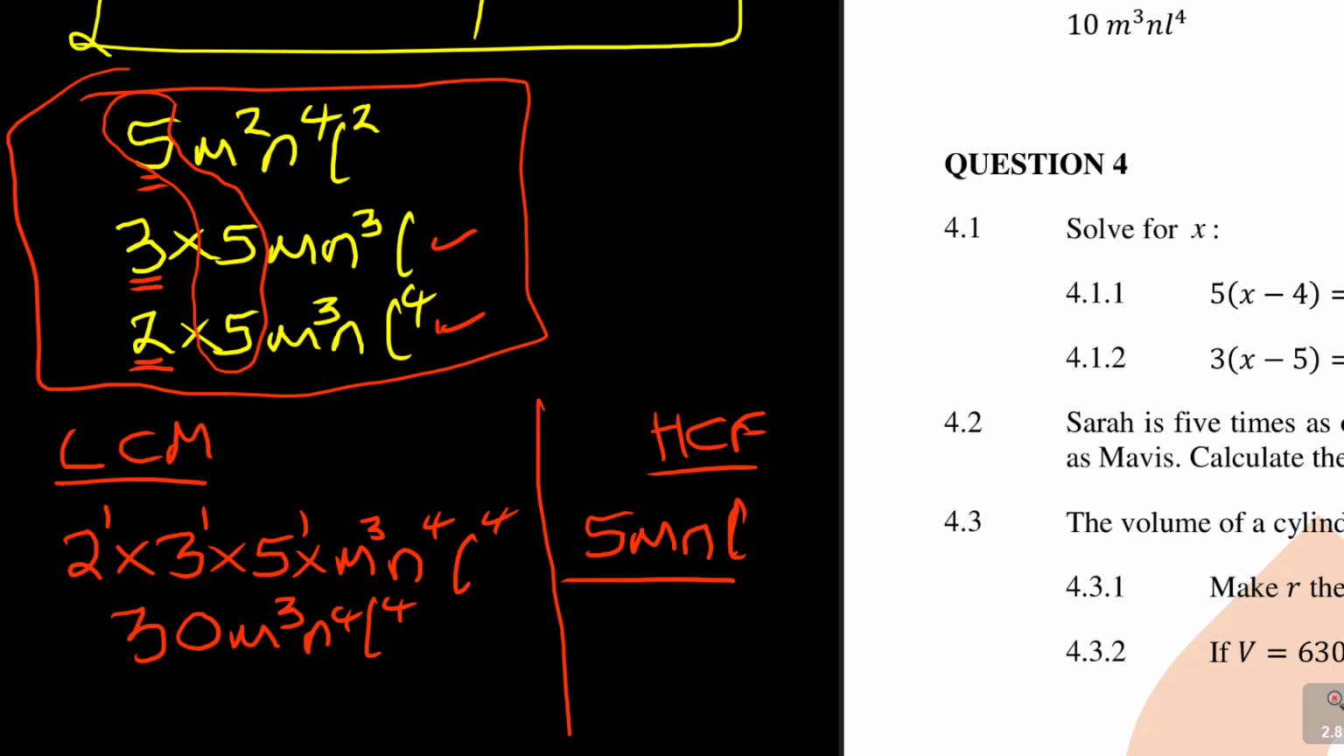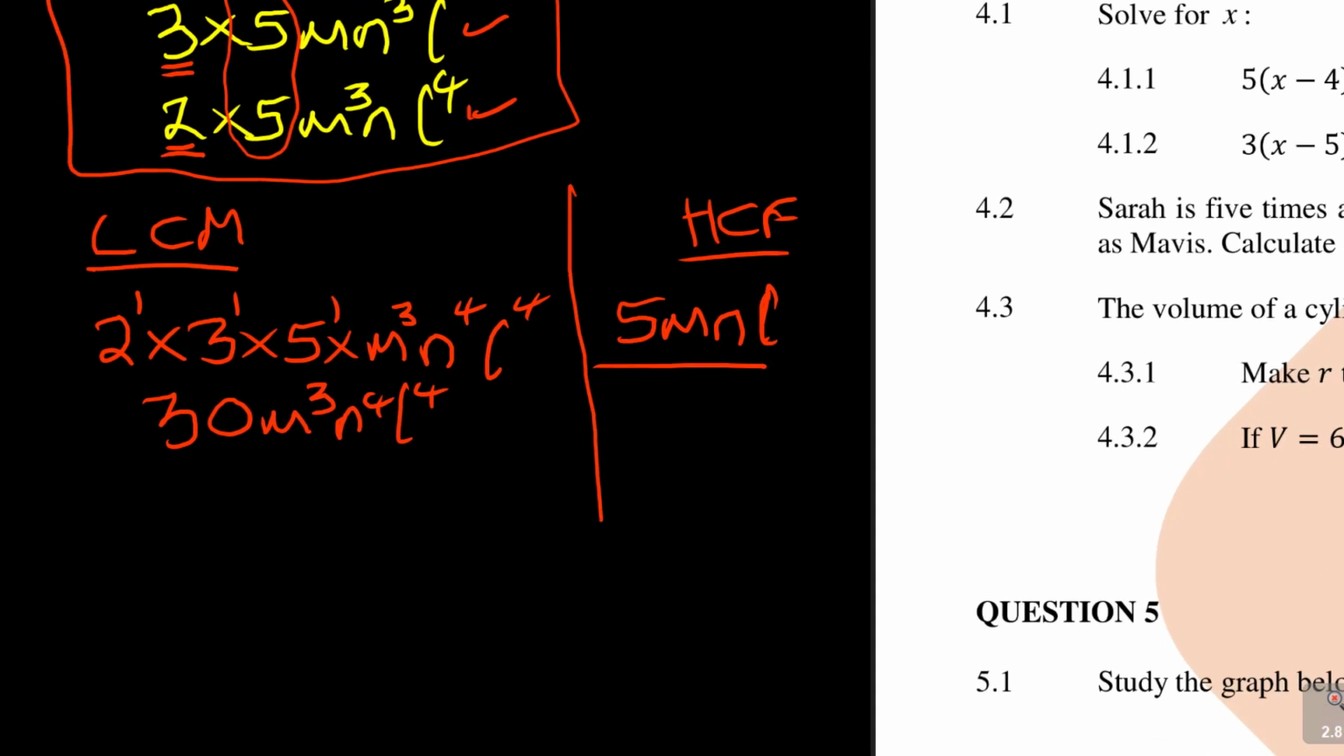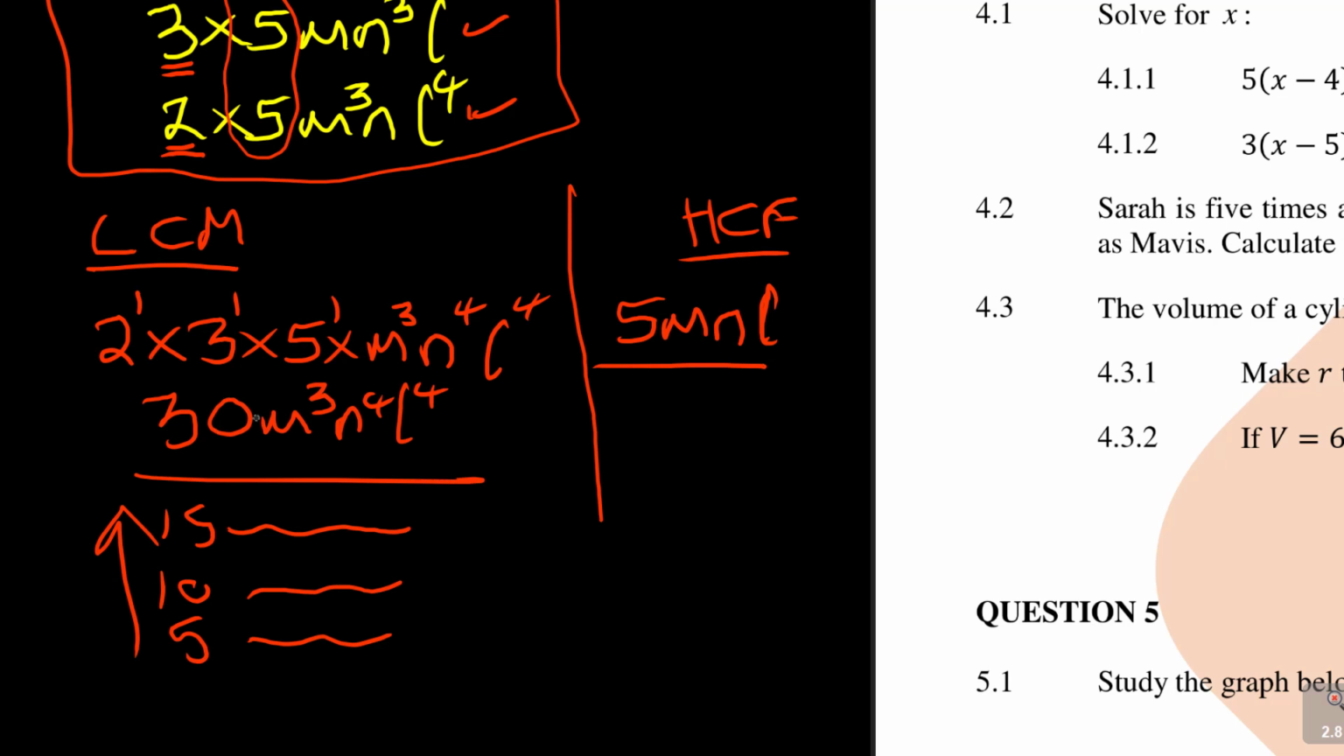Let me repeat again. When I say lowest common multiple, remember this is multiple. I'm saying give me the smallest number in which 5 can go into, in which 15 can go into, in which 10 can go into. You see? So in this case, this 30 is the number in which all these 3, the 15, the 10, and the 5 can go into it. That's why it must be the bigger numbers, right?